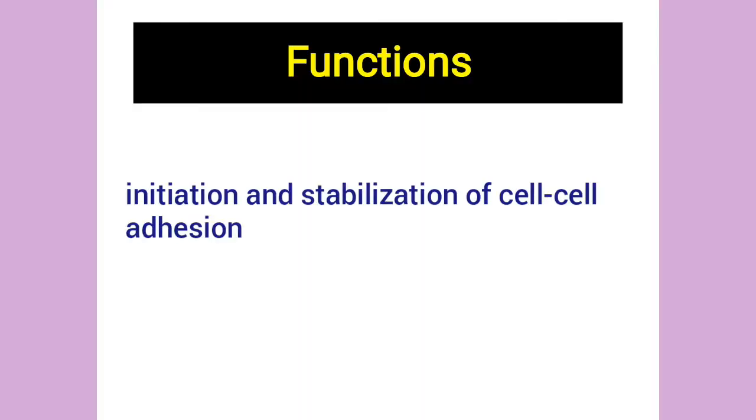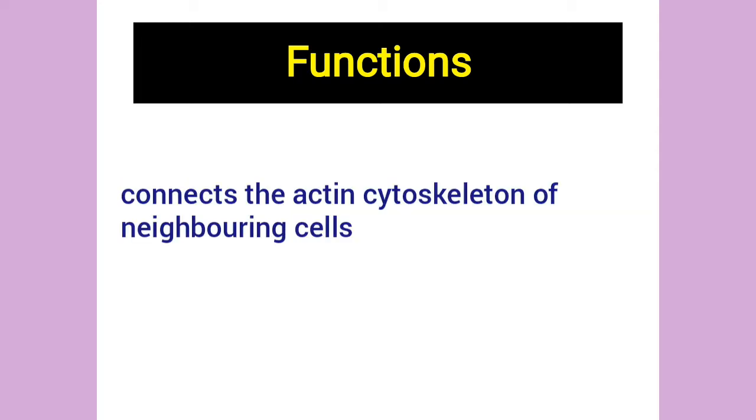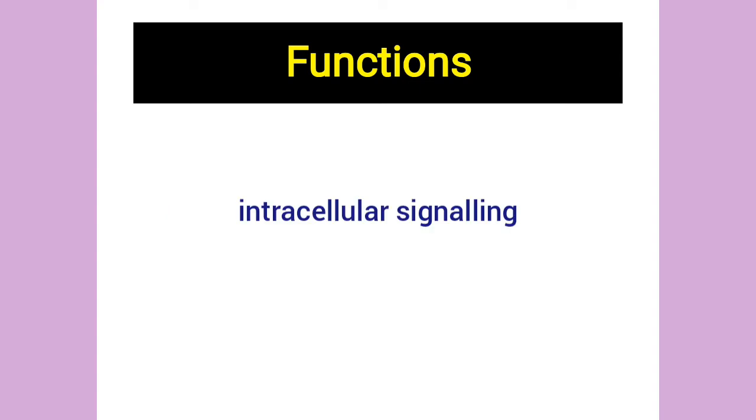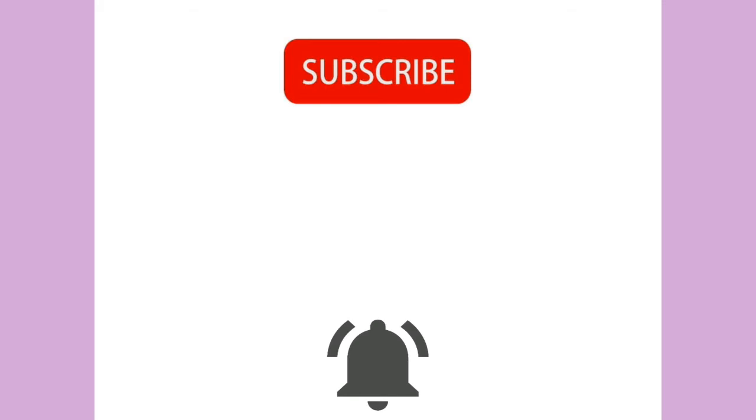The main functions of adherens junctions are initiation and stabilization of cell-cell adhesion, serving as a bridge connecting the actin cytoskeleton of neighboring cells, regulation of the actin cytoskeleton, and help in intracellular signaling, etc. So this is all about the molecular detail and functions of adherens junctions.